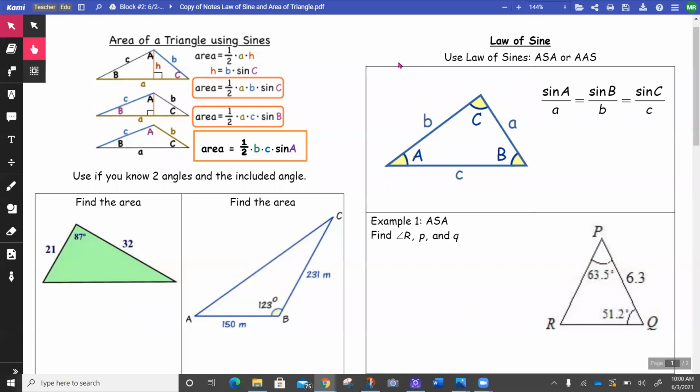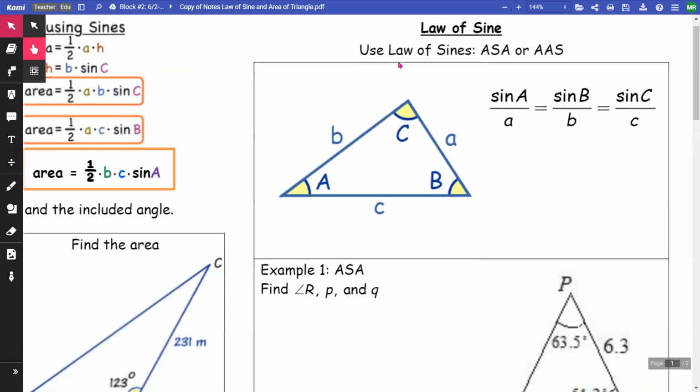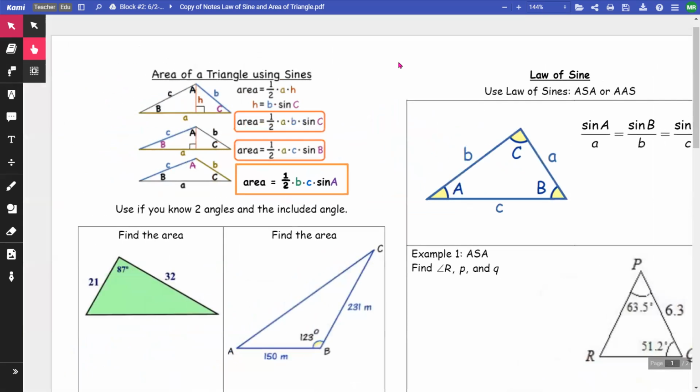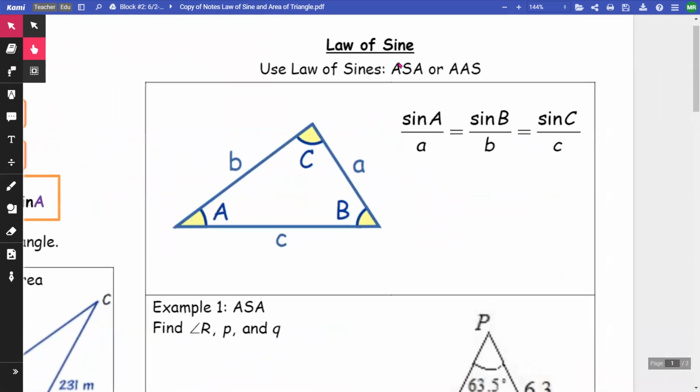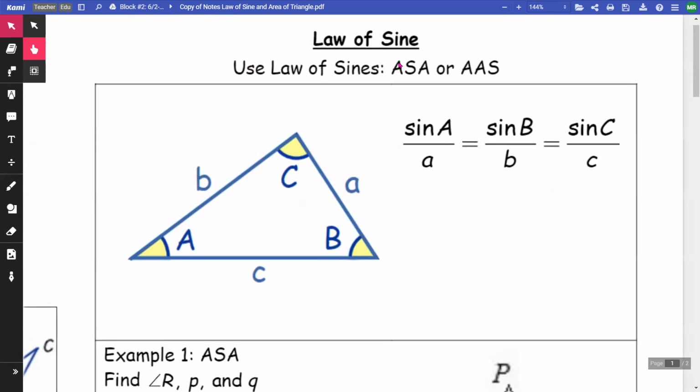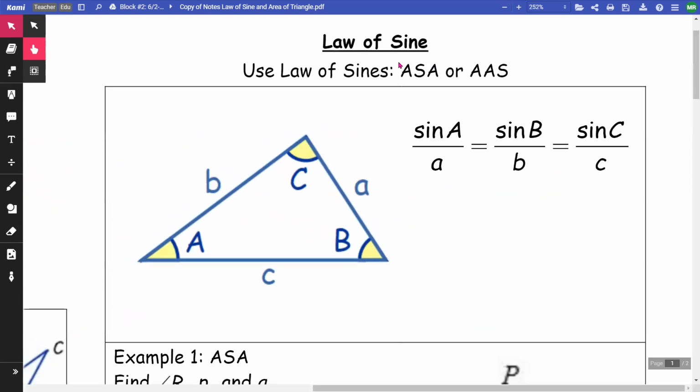So this video is on our notes for law of sines. And this is going to be dealing with triangles that are not right triangles. Up to this point, all of our triangles have been right triangles, and in this situation, these are not right triangles.